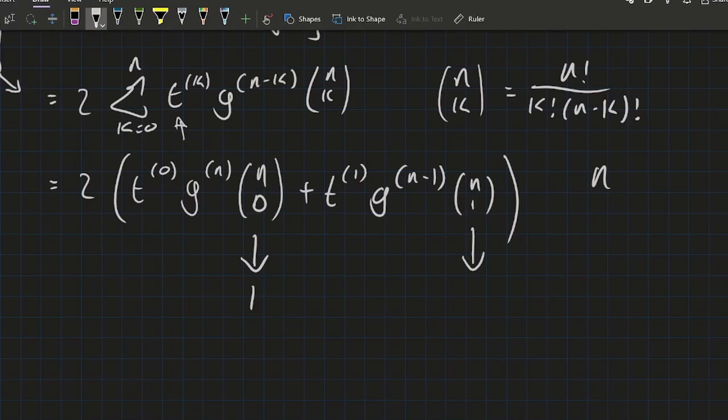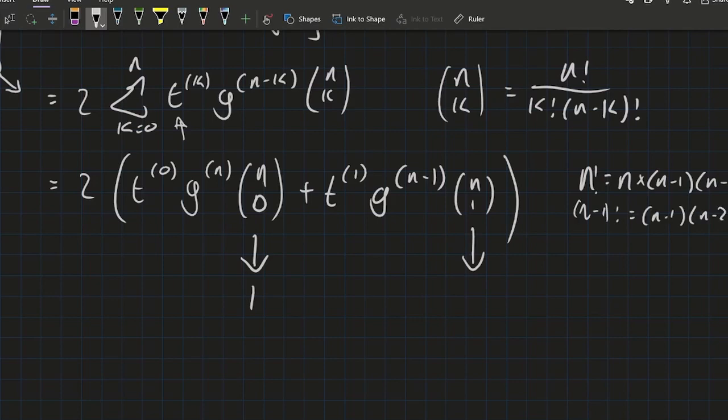And to make that really explicit, if you're not familiar with binomial coefficients, n factorial is equal to n times n minus 1 times n minus 2 all the way down to 1, and n minus 1 factorial, well, that's just n minus 1, n minus 2, and so on.